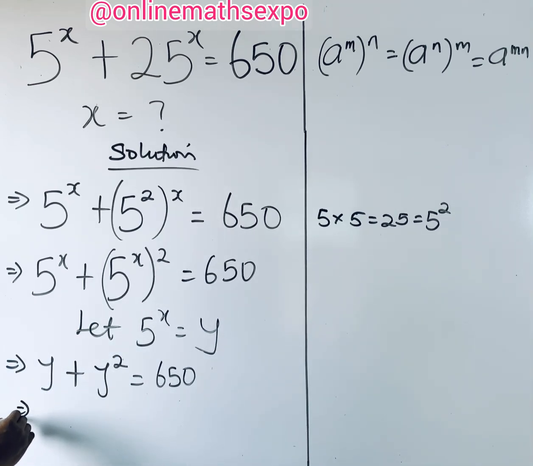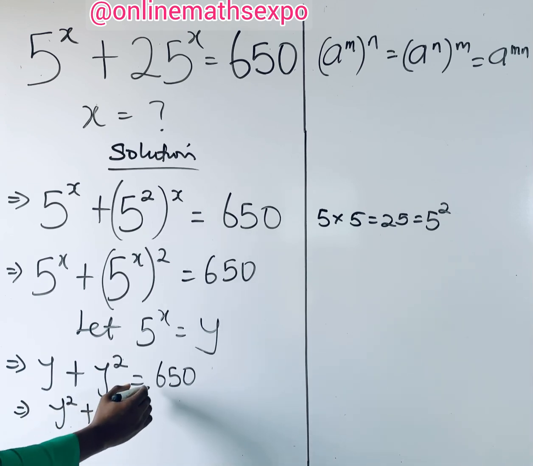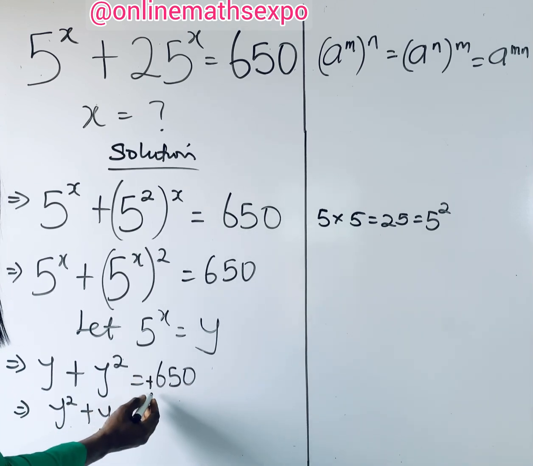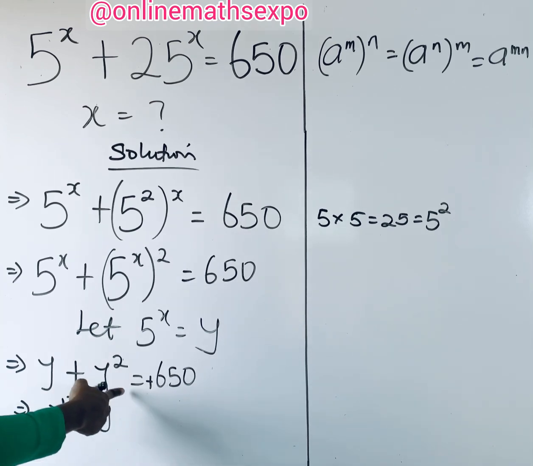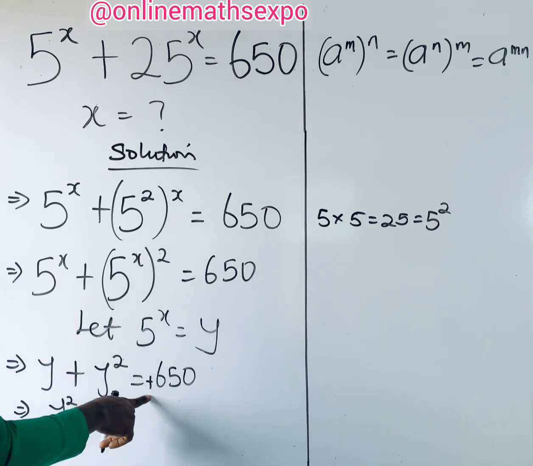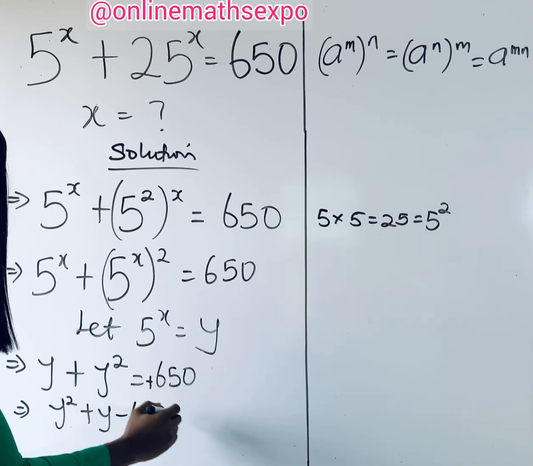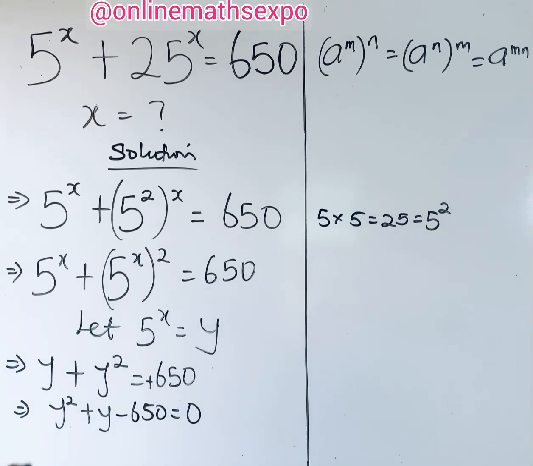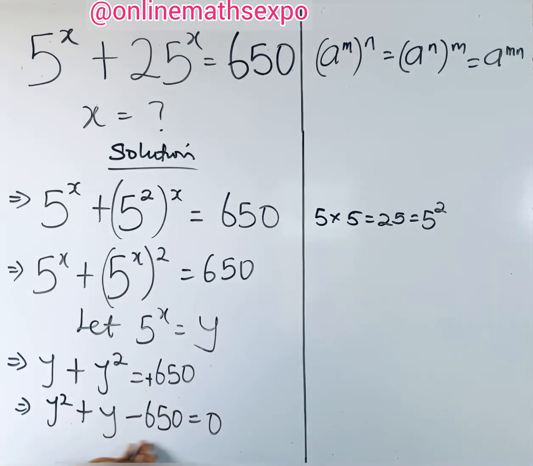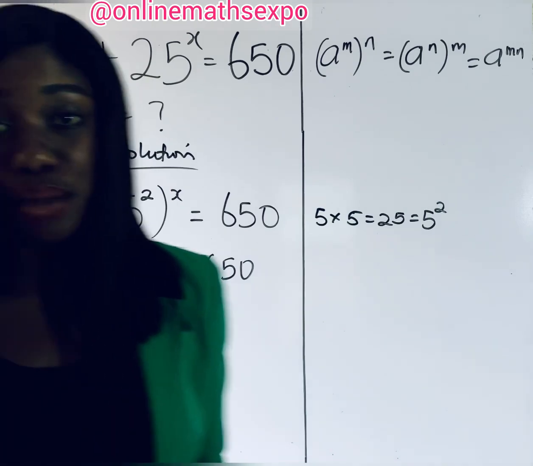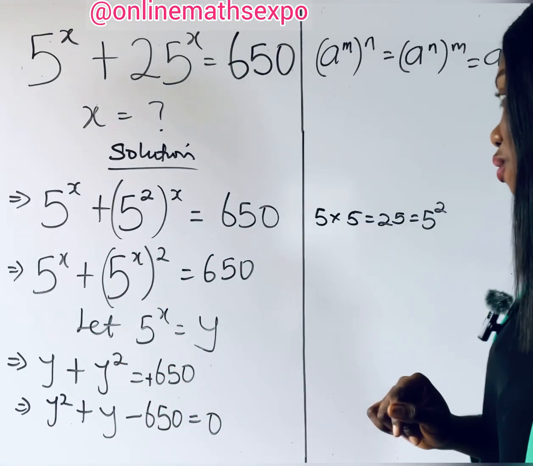We are going to now have y squared plus y. You observe that this 650 is at the right side, so you need to subtract for it to come to the left side. So you are subtracting 650 from both sides. And if you subtract here, it becomes 0. So you see the equation we have formed. Now to solve this equation quadratically, we are going to make use of our formula method. And let me quickly remind you of the formula method.